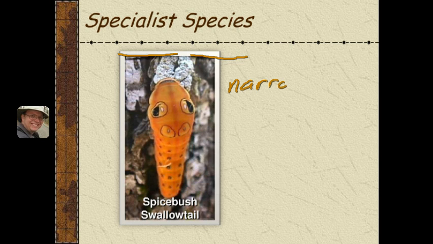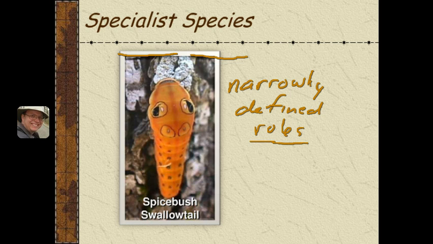narrowly defined roles. They only do certain things. They only live in certain types of habitat. They only eat certain kinds of foods. They only interact in certain types of ways. We can think that they have a much narrower range of optimal conditions.